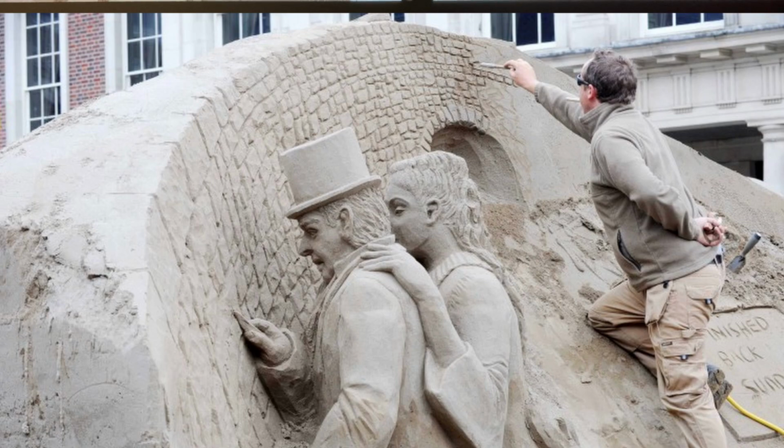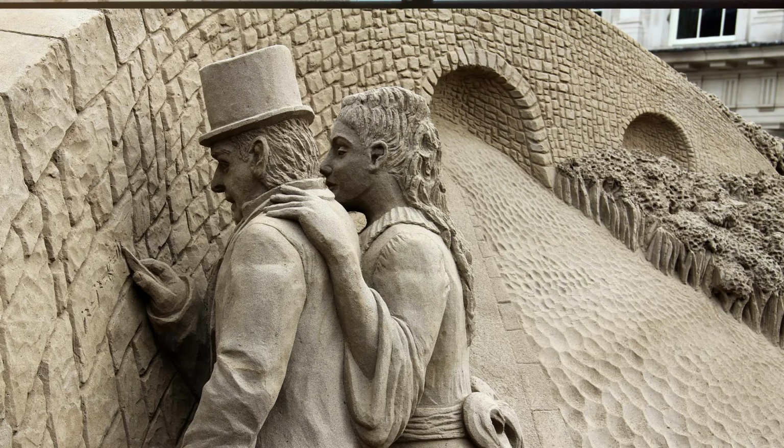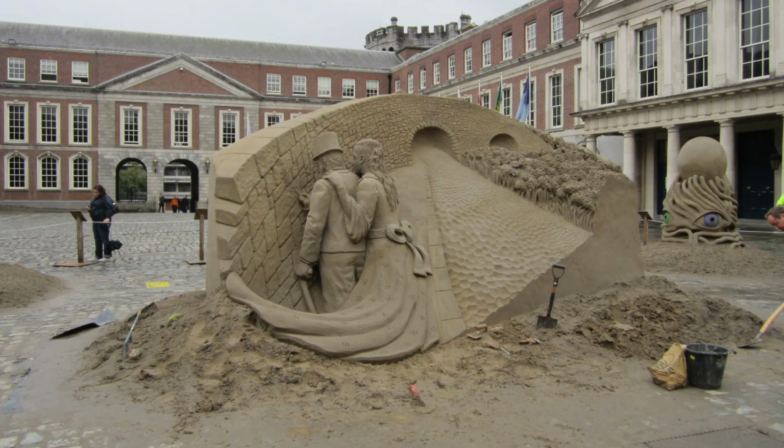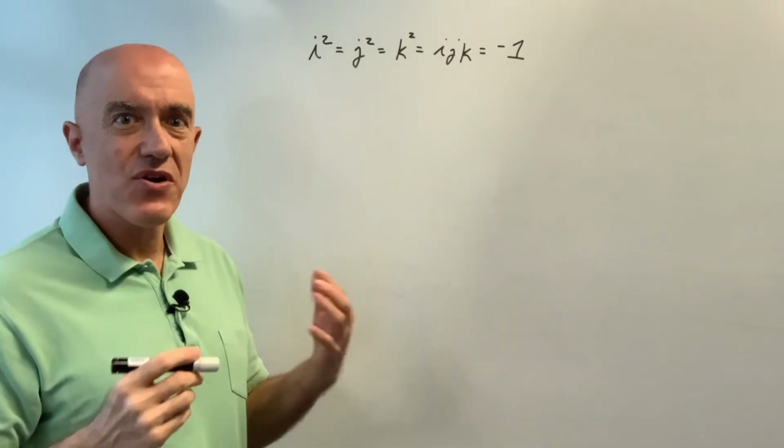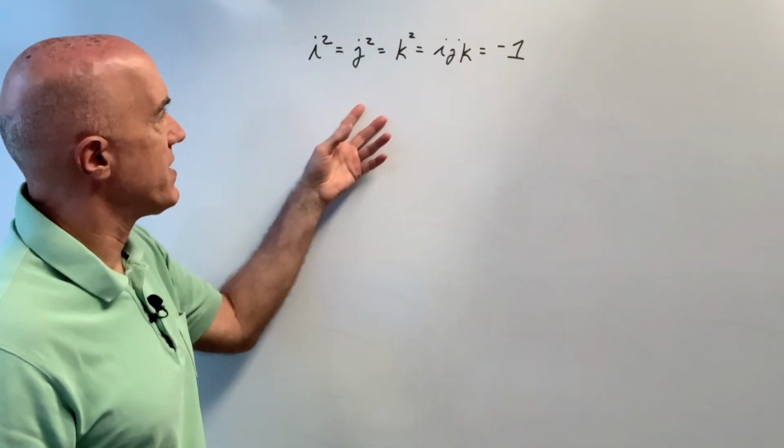In 2012, the sand artist Daniel Doyle created a beautiful sculpture of this historic event in the courtyard of Dublin Castle. Using Hamilton's equations, we can derive all the different products of the imaginary numbers. Let me show you on the whiteboard. We're going to start with Hamilton's equations.